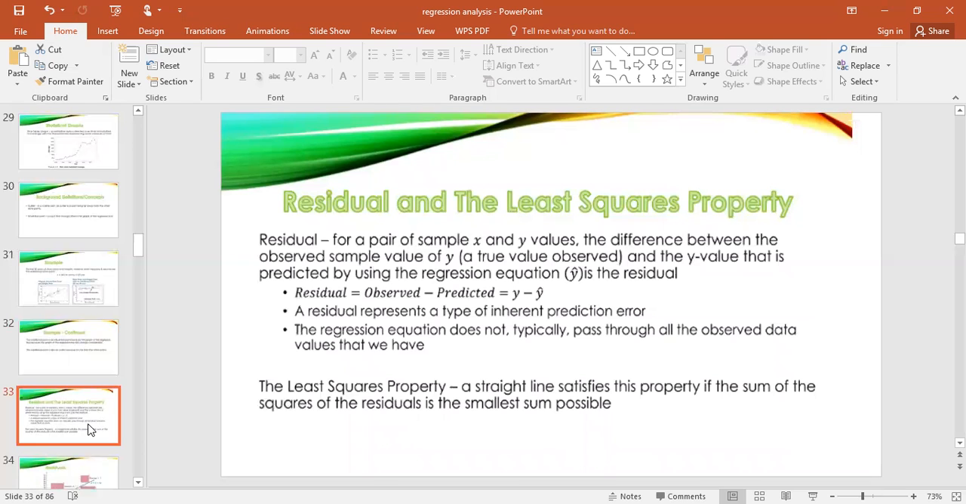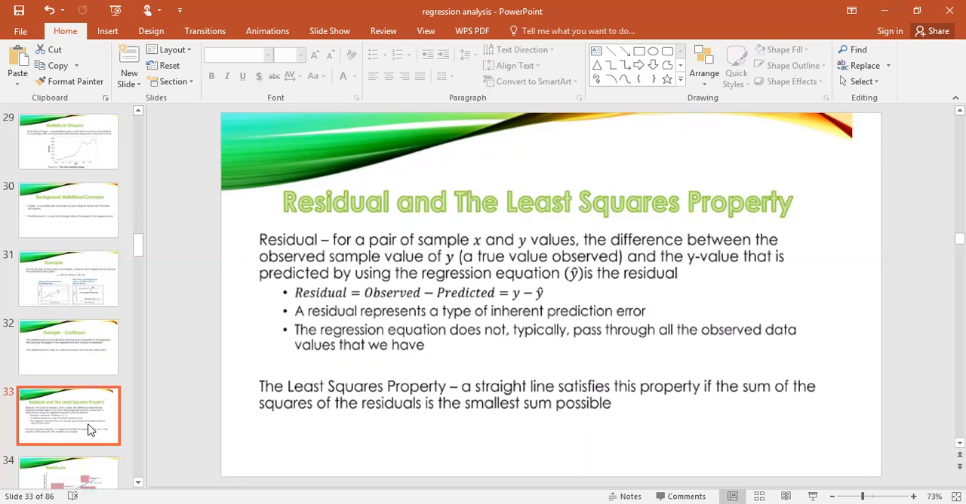Residual and the least squares property. Residual. For a pair of sample x and y values, the difference between the observed sample value of y and the y value that is predicted by using the regression equation is the residual. Residual is observed y minus predicted y, that is, y minus y hat. A residual represents a type of inherent prediction error.